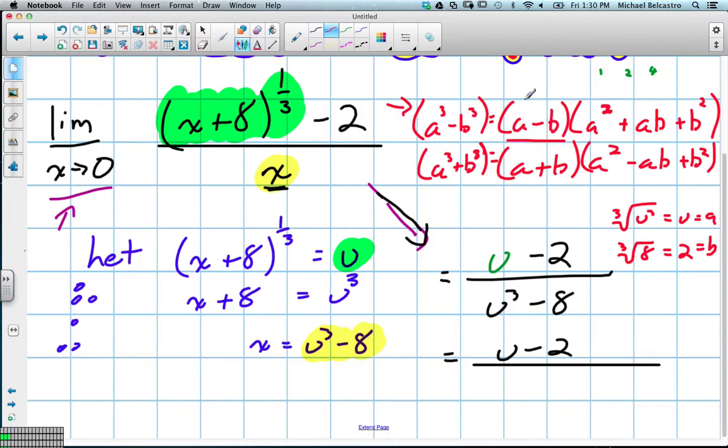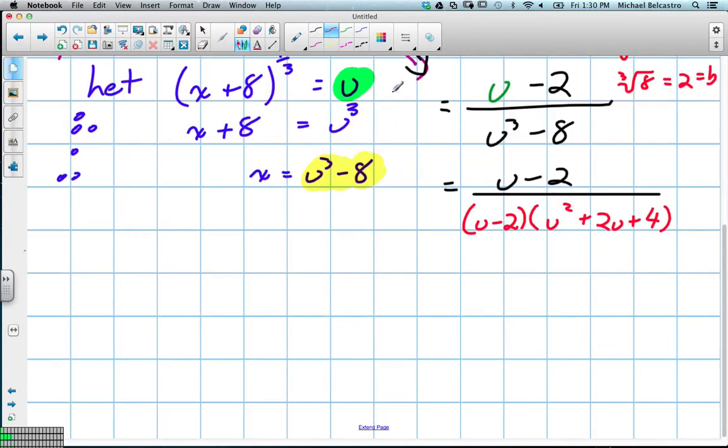So our factored form is a minus b, which means we then have u minus 2 multiplied by a squared, which is u squared, plus a times b, which gives us 2u, plus b squared. b is our value of 2, so 2 squared is 4. Now that we've done that, we can simplify our rational function. We have 1 over u squared plus 2u plus 4 in this case.